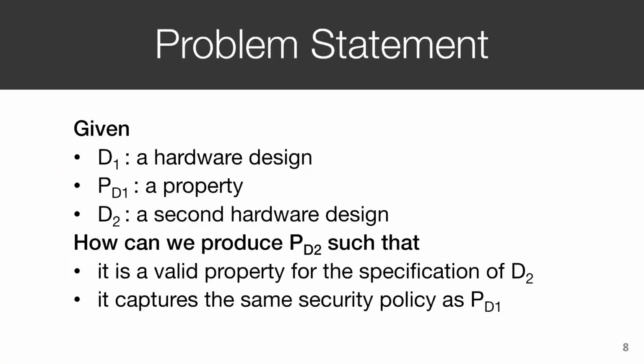So our problem statement is this. Given a property written for one hardware design, we need to produce an equivalent property suitable for the verification of a second hardware design, such that this new property is a valid property for the specification of the second design, and it captures the same security policy as the first security property.